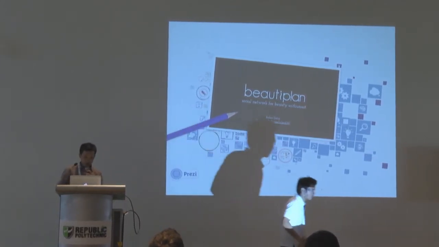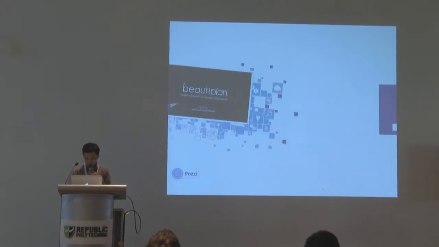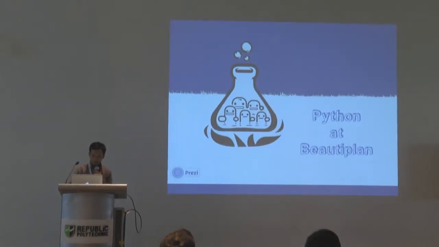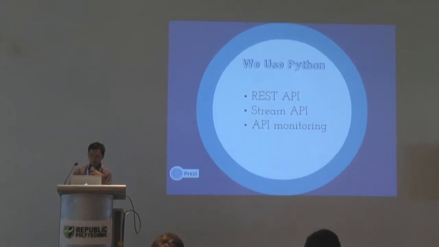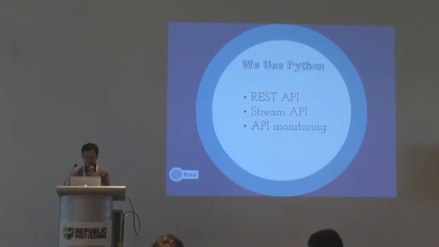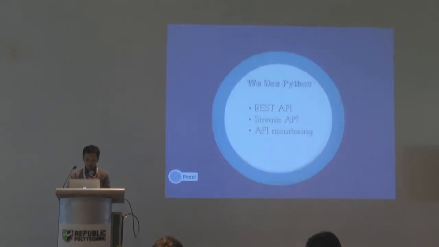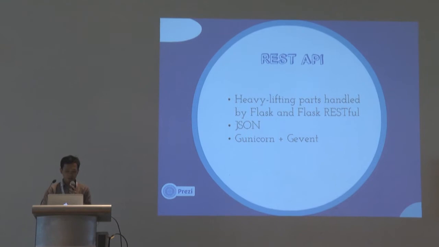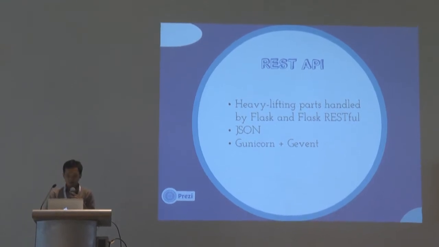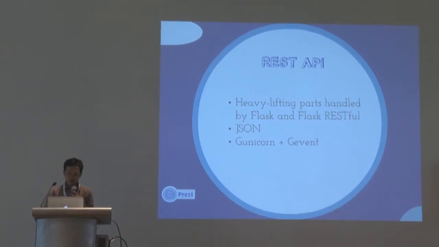Okay, so let's continue with Python at Beauty Plan. We use Python to build our REST API, Stream API, and to monitor those APIs. The first one, REST API. We don't want to write from scratch, so we use Flask and Flask-RESTful. We serve JSON only, and we use Gunicorn as web server and gevent as its worker.